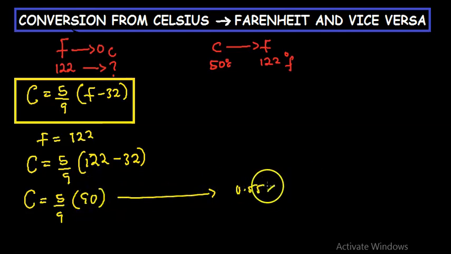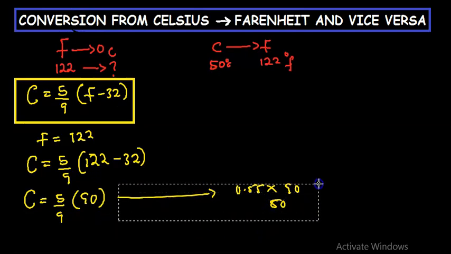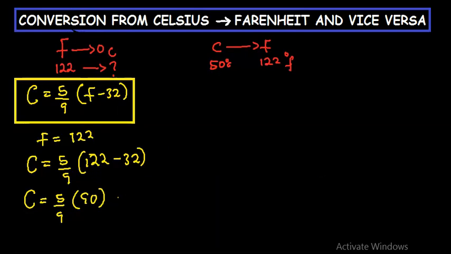You can choose to put it differently by saying 5 multiplied by 90. See, 5 multiplied by 90 is simply going to be 450. And 450 divided by 9, our degrees Celsius is simply going to be 50 degrees. And this is it for this problem.